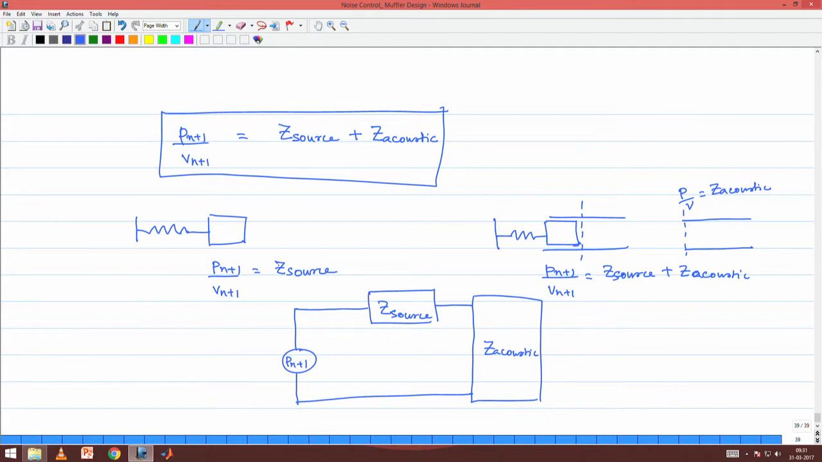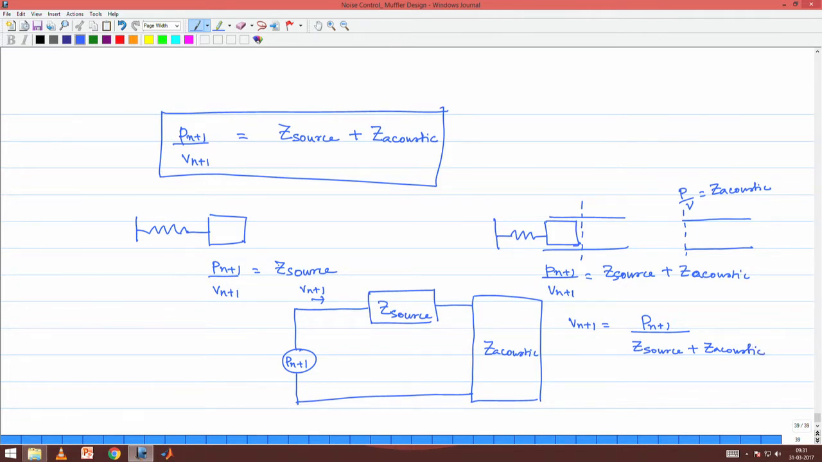This is perfectly general. Now, if you have an electric circuit of this form, then it is elementary to see that the total impedance will be Z source plus Z acoustic, they are in series, and therefore, Vn plus 1, which is the current flowing in this circuit, is exactly going to be related in that fashion. So, Vn plus 1 is going to be Pn plus 1 divided by Z source plus Z acoustic. Okay.